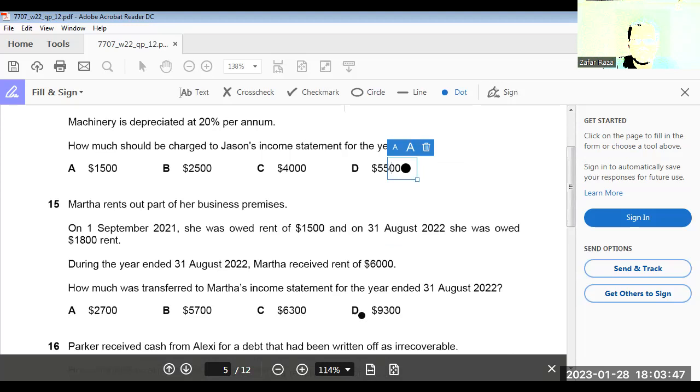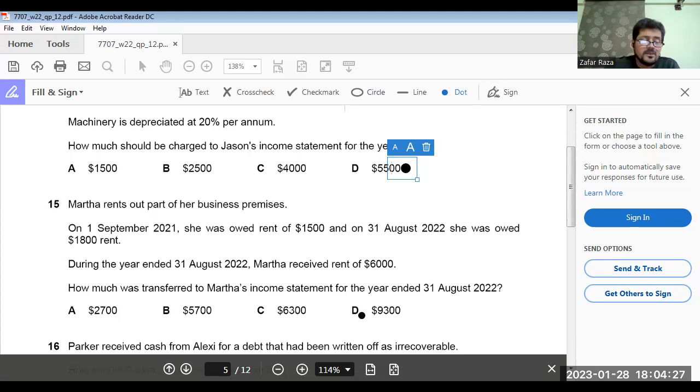Now, Maratha rents out part of her business premises. On 1st September 20, she was owed rent of 1,500. On 31st August 20, she owed rent 1,800. During the year to 31st August, Maratha received rent of $6,000. How much was transferred to the income statement for the year ended 31st August 2022? Because we don't know the monthly rent, if we knew the monthly rent, that would be very easy. We could multiply it by 12 and that would be the income for the year.